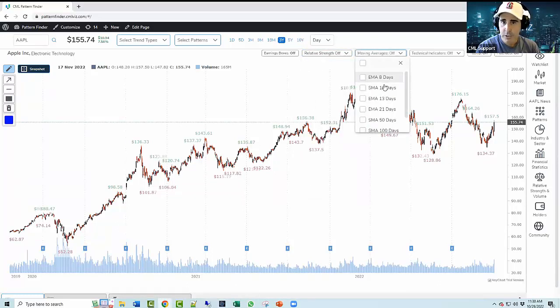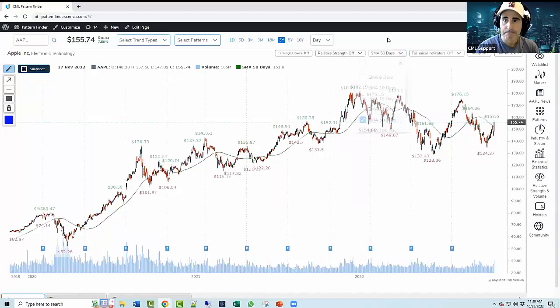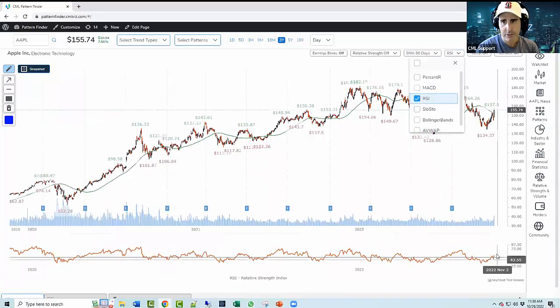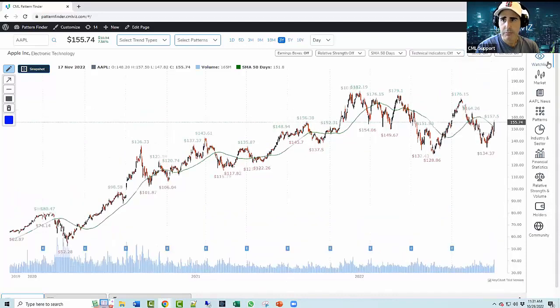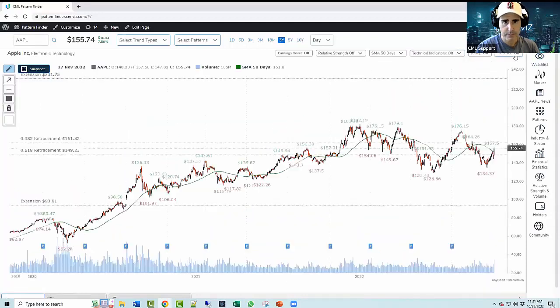Moving averages, we talked about the 50-day, I'll just add it. Technical indicators: before I make a decision, part of the methodology is for me to check the RSI. So I like to have the RSI on. I'll say why in a second. I'll turn it off for now, but that's part of my methodology, 100%. And if you like Fibonacci's, sure. Apple's right in between two retracements, not really a surprise.